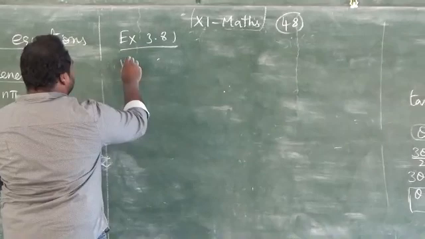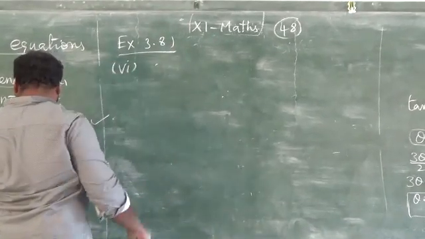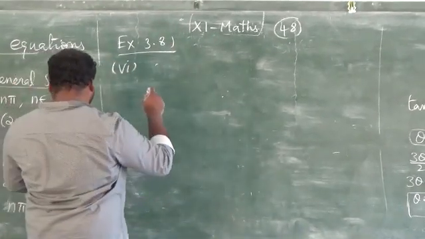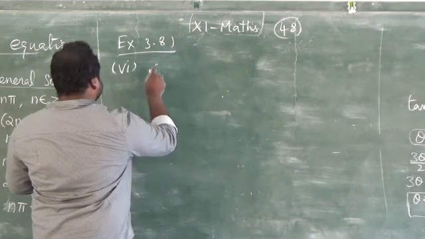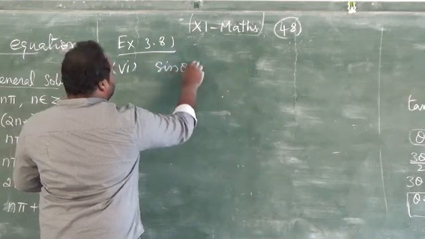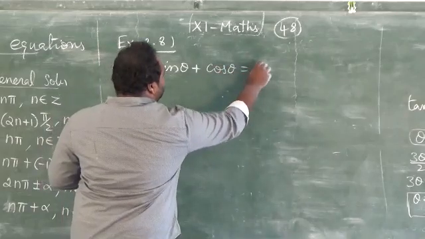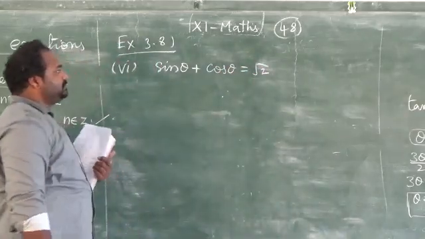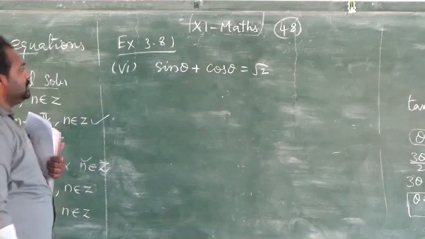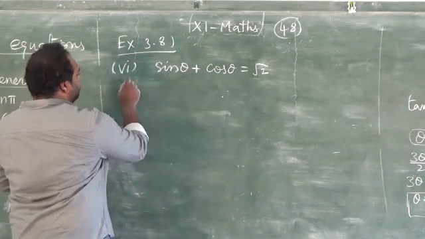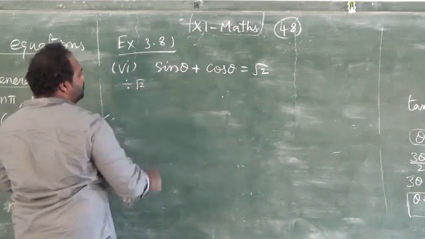Problem number 6: sin theta plus cos theta equal to root 2. Sin theta plus cos theta equal to root 2. Here I am going to divide it by root 2 throughout the equation.